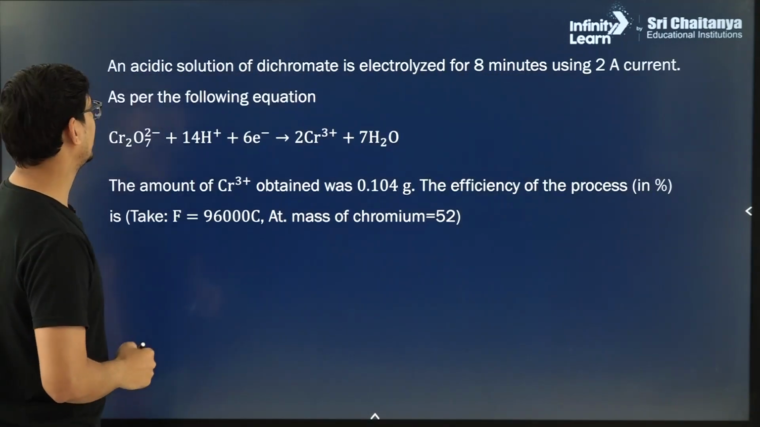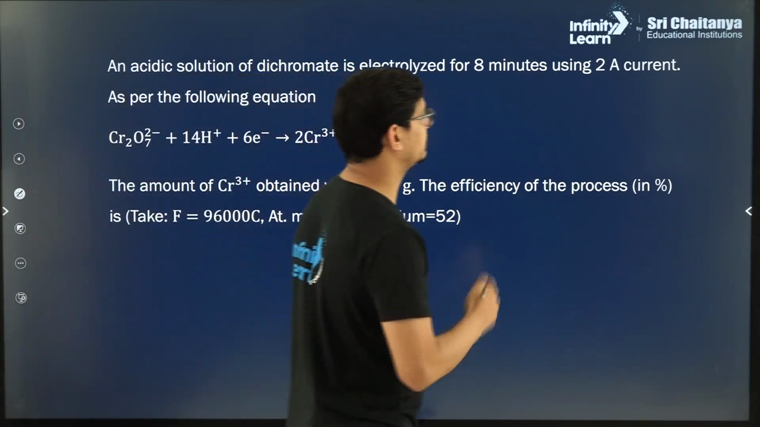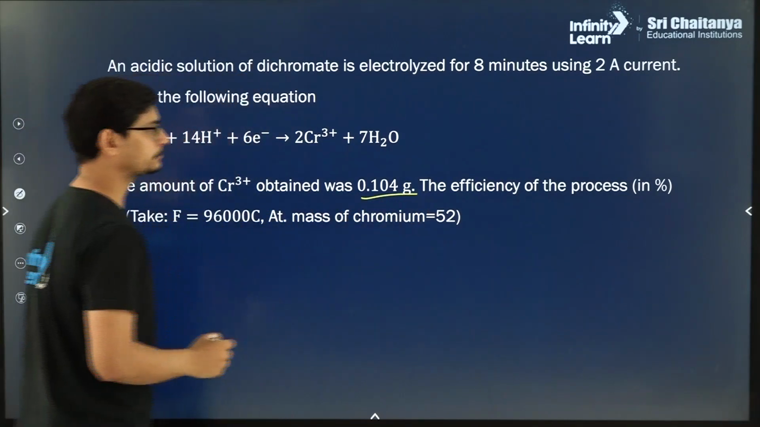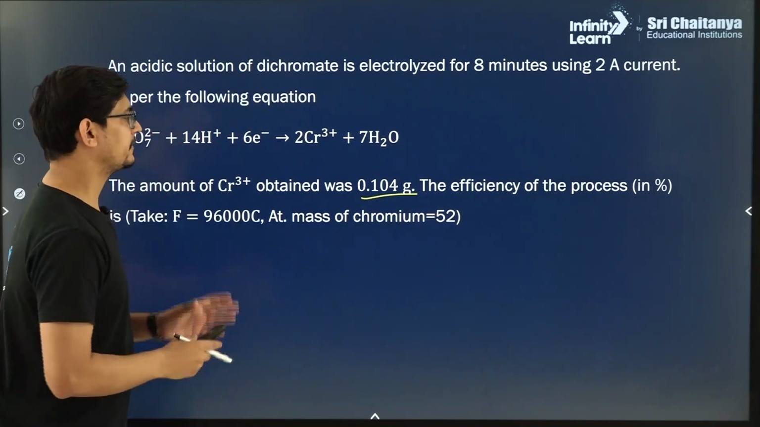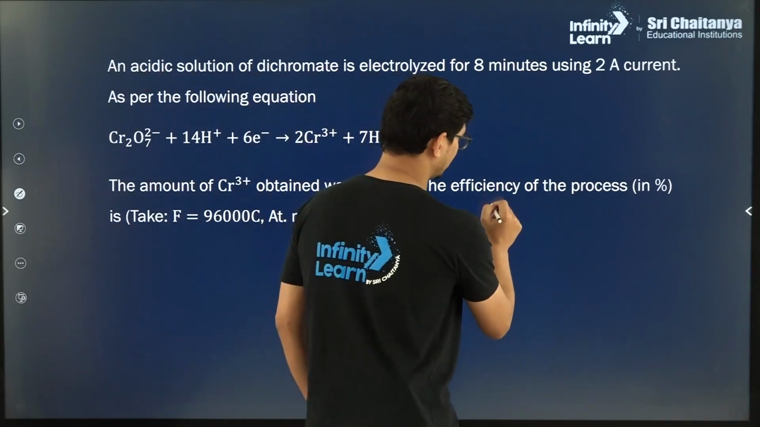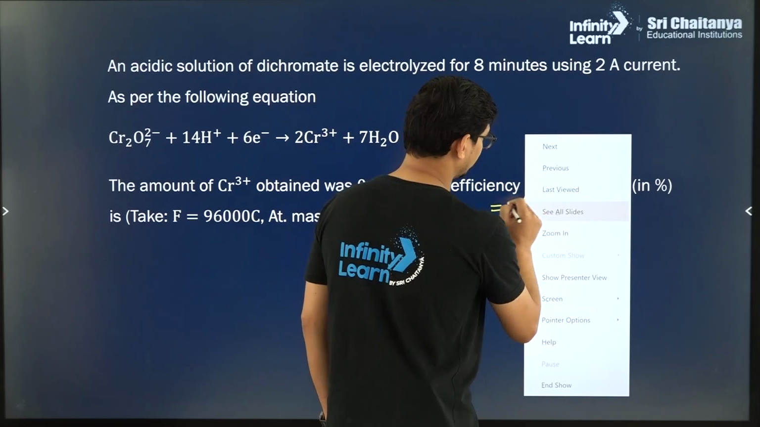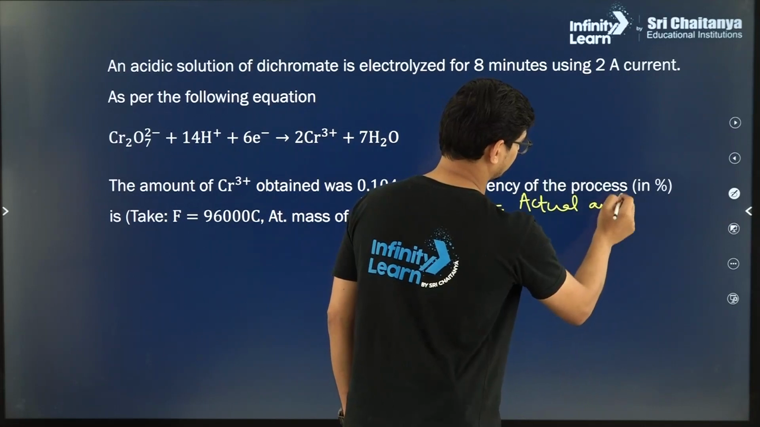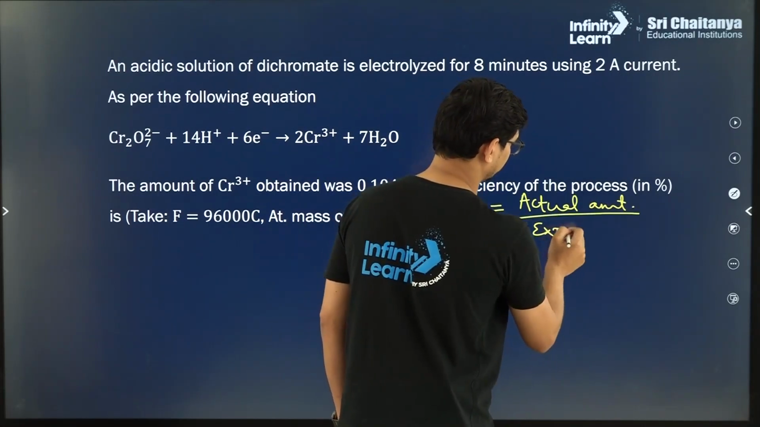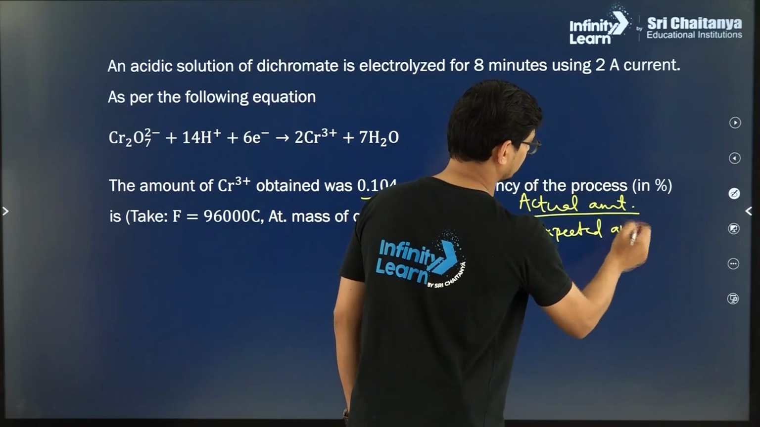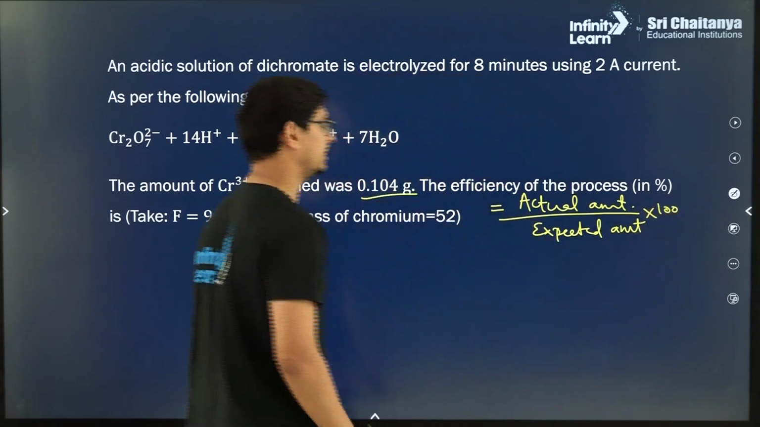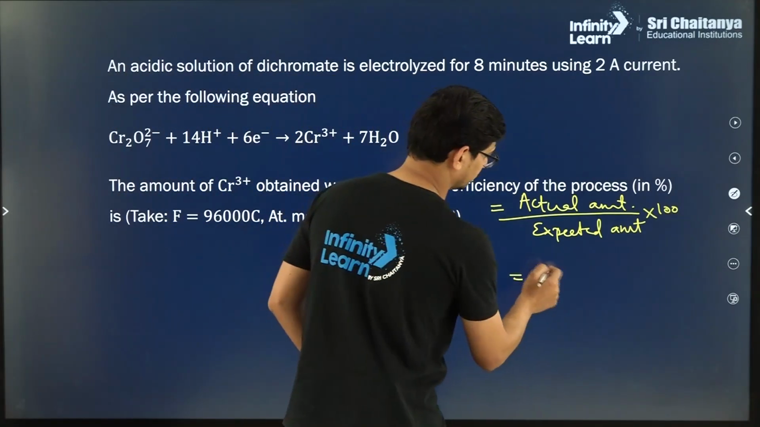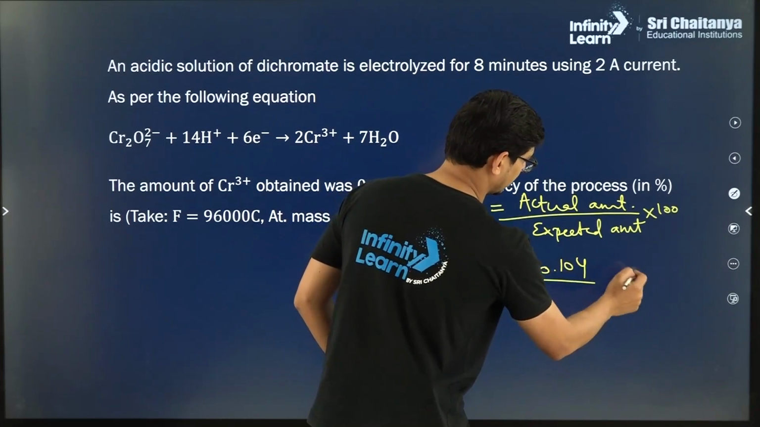Memory based question. An acidic solution of dichromate is electrolyzed for 8 minutes using 2 ampere current. This is the reaction. The amount of chromium obtained was 0.104. The efficiency of the process. So efficiency will be very simple. The efficiency will be actual amount divided by expected amount multiplied by 100. Okay. So actual amount is given, the amount of chromium obtained is 0.104. Expected amount, that we have to calculate.